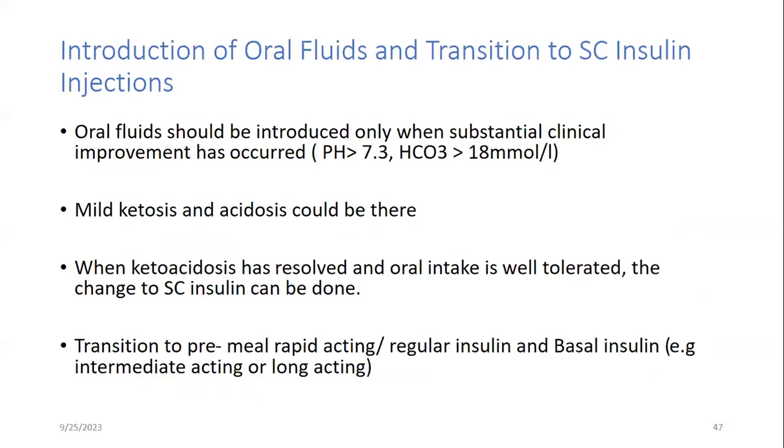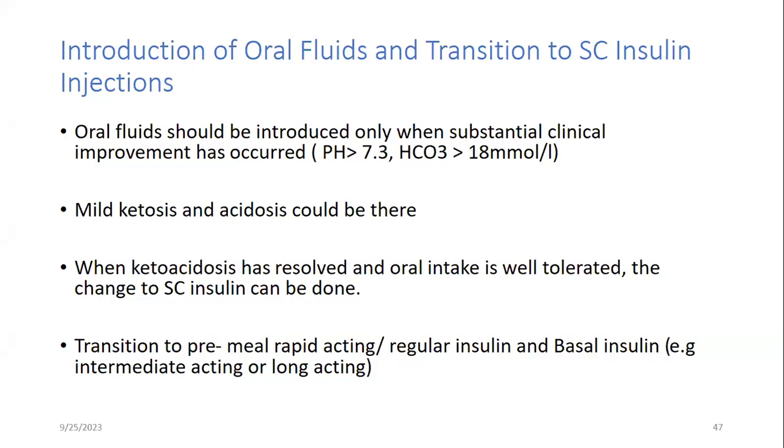So in terms of transitioning to subcutaneous insulin, oral fluid should be introduced only when substantial clinical improvement has occurred. There's mild ketosis and acidosis. In most cases, there could still be some mild ketosis. And when ketoacidosis has resolved and oral intake is well tolerated, the change to subcutaneous insulin can be done.